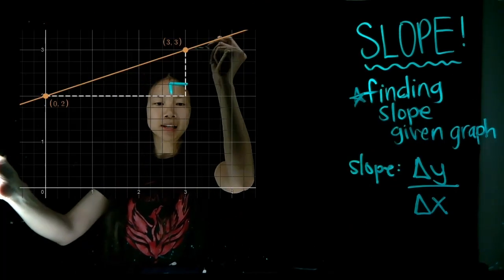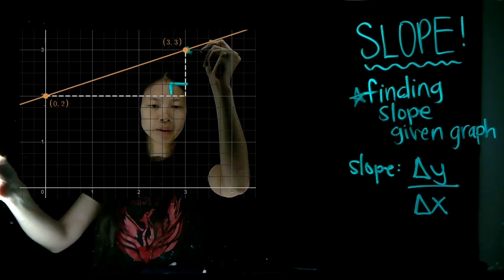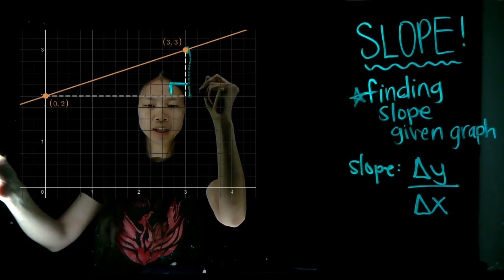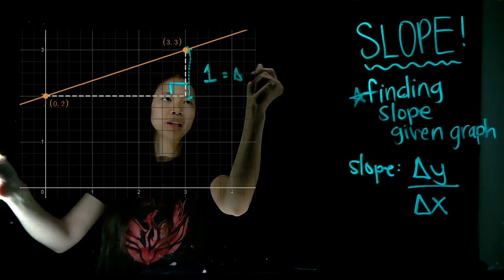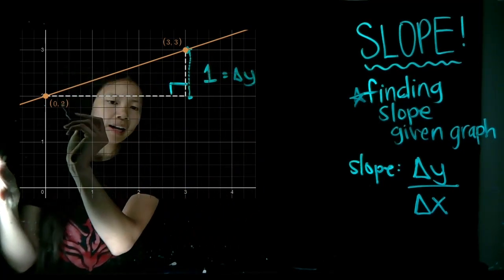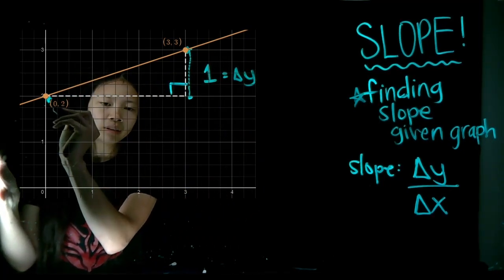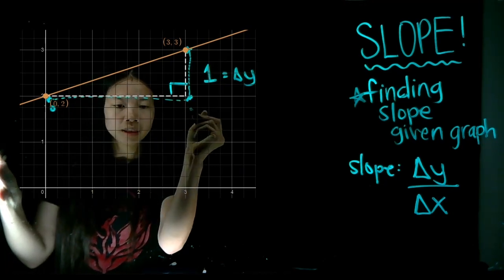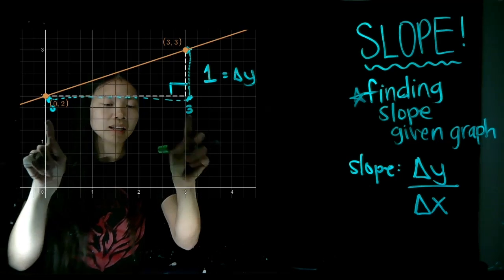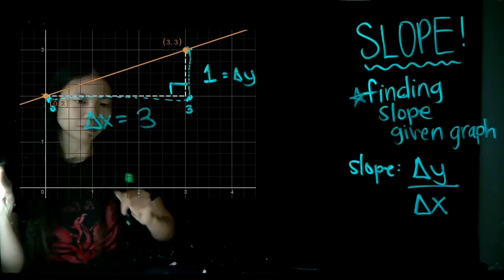Our change in y is how far apart our y values are. So our y value is 3, and coming down, we hit a y value of 2. So this is a difference of 1. So our change in y here is 1. Okay, and then let's look at our x values. We're here at 0 in our x value, and we're going all the way across until we hit 3. And so from 0 to 3, that is a difference of 3. So I would say my change in x is 3.